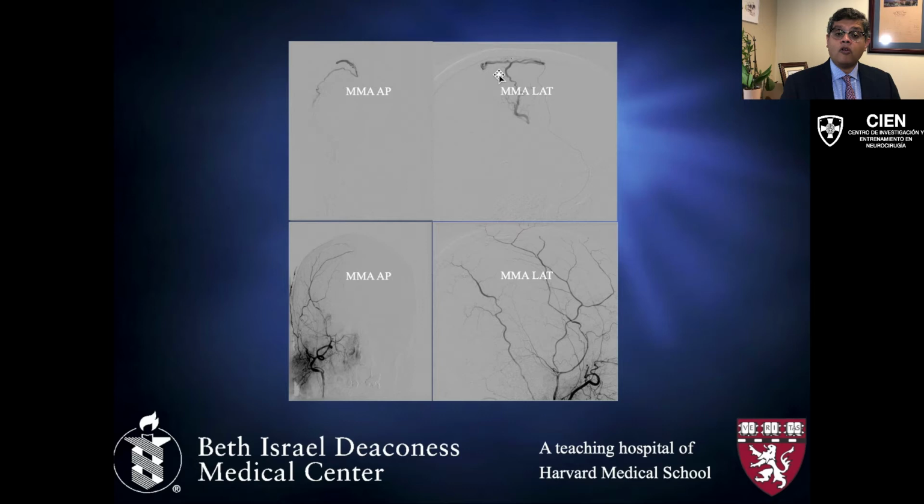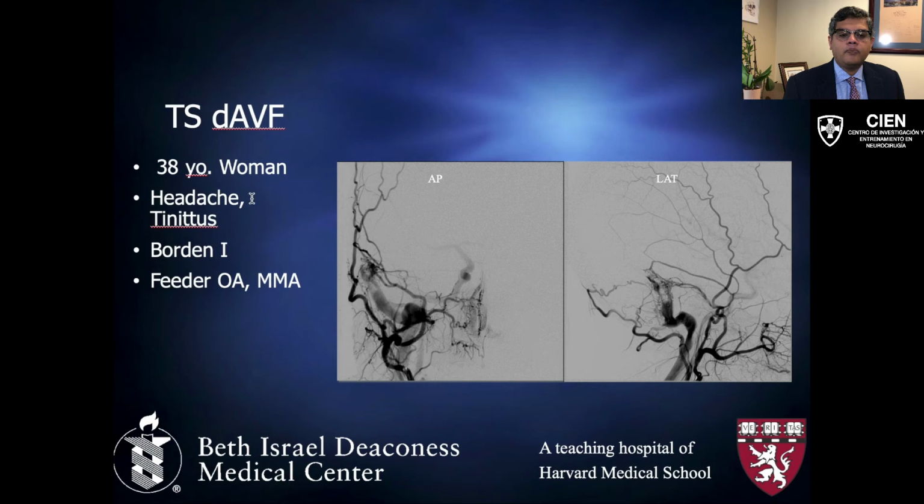Now, this is another patient who presented with, again, a transverse sinus fistula. And here, she had a supply coming from the middle meningeal artery. And you can see all these filamentous vessels here. There was some supply from the occipital artery. And then it drains into this sigmoid sinus, and then into the jugular vein.